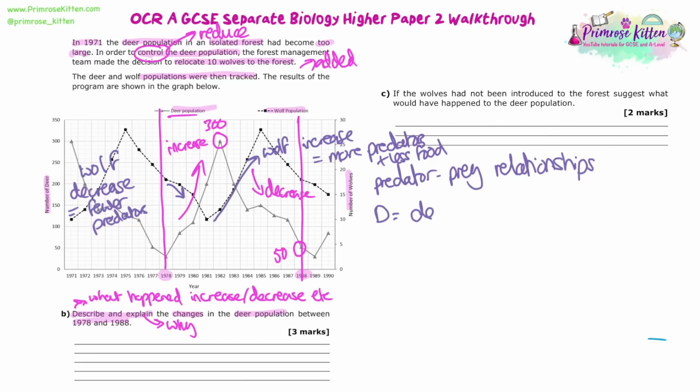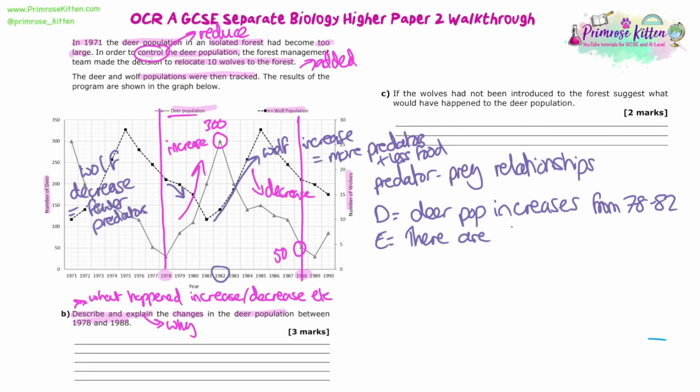And then the decrease in the deer population correlates with an increase in the wolf population, so there's more predators who are eating more of the deer. And also, they're intrinsically linked there because the wolf population is increasing because there's more deer to eat, so they have more food. So I'm going to do a describe, explain to make sure I've done both.